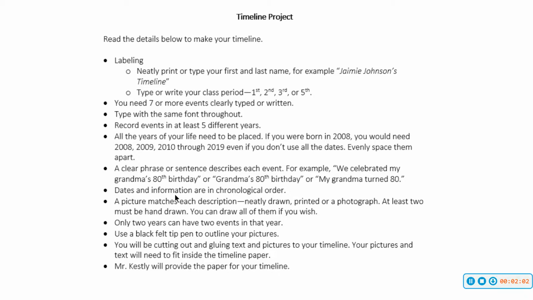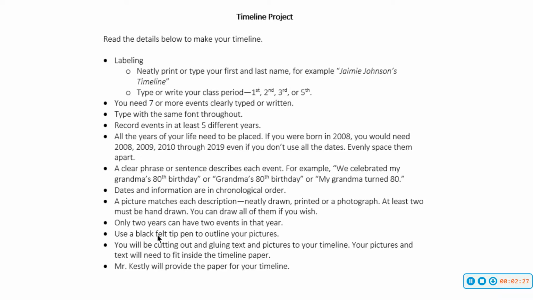It needs dates and information that are in a chronological order, so that means 2008 all on the left and all the way to 2019 on the right in order. You need a picture that matches each description. It should be either neatly drawn, printed, or a photograph, and at least 2 must be hand-drawn. If you choose, you can draw all of them if you wish. Only 2 years can have 2 events in that year.